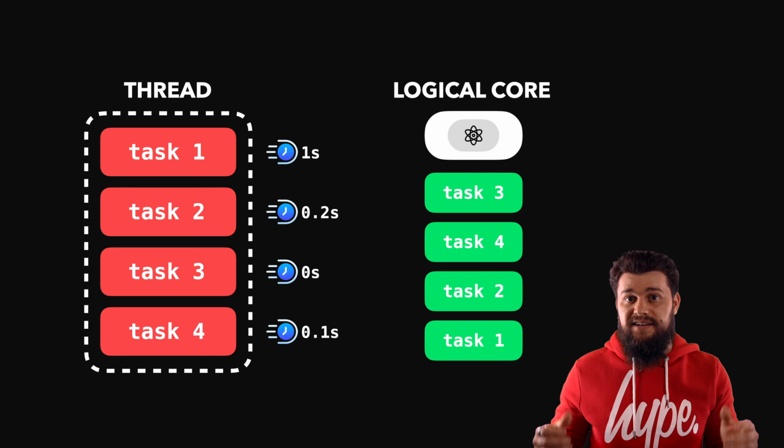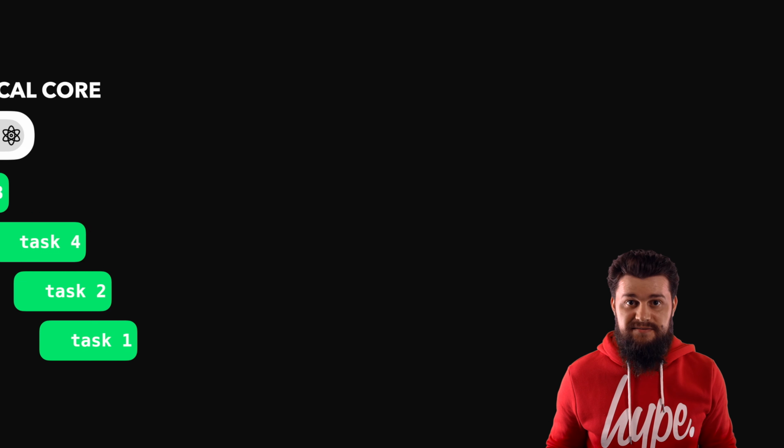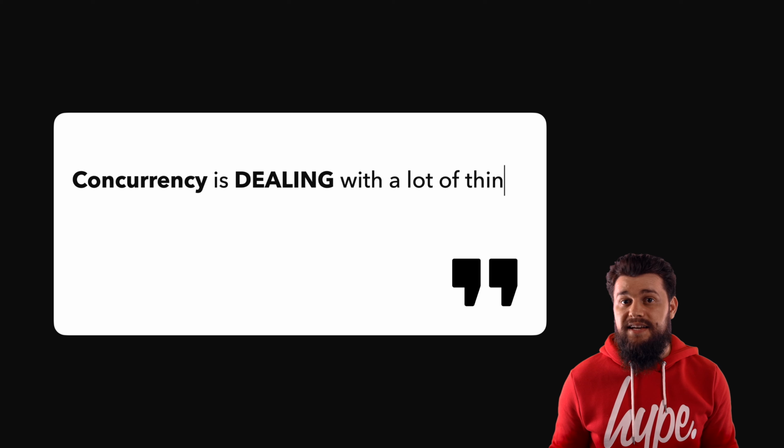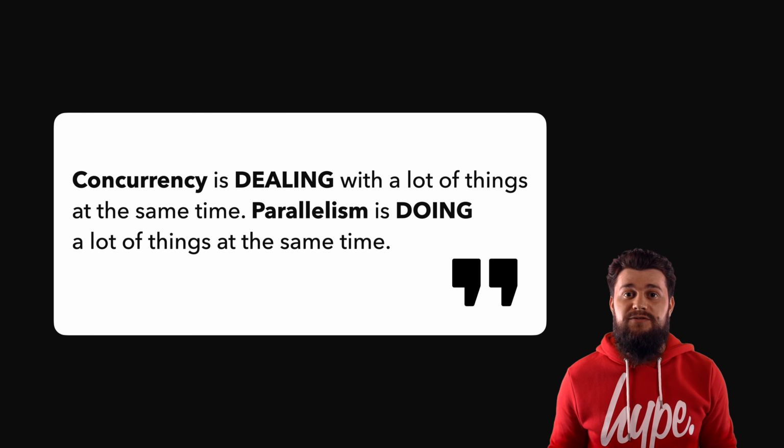What is concurrency? And is concurrency parallelism? What is one and what is the other? And I'll tell you this: concurrency is dealing with a lot of things at the same time. Parallelism is doing a lot of things at the same time. Dealing with a lot of things at the same time versus doing a lot of things at the same time. If you can't spot the difference, let me give you a simpler example.